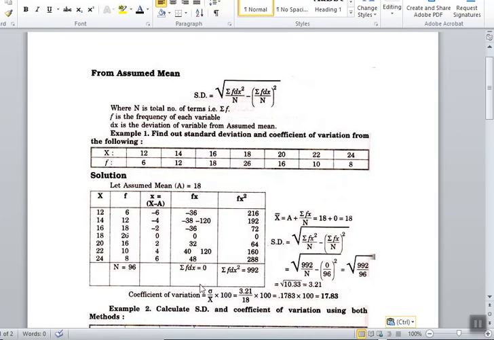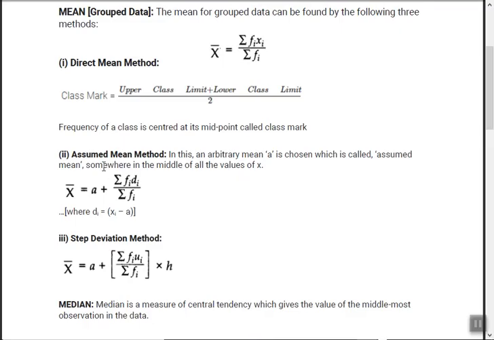You need not even do this. You can directly check this. If you total this, it's 0. So summation fx equals 0. Now if this is 0, then the numerator is 0. So x bar equals A only, 18. So this is the method of assumed mean.